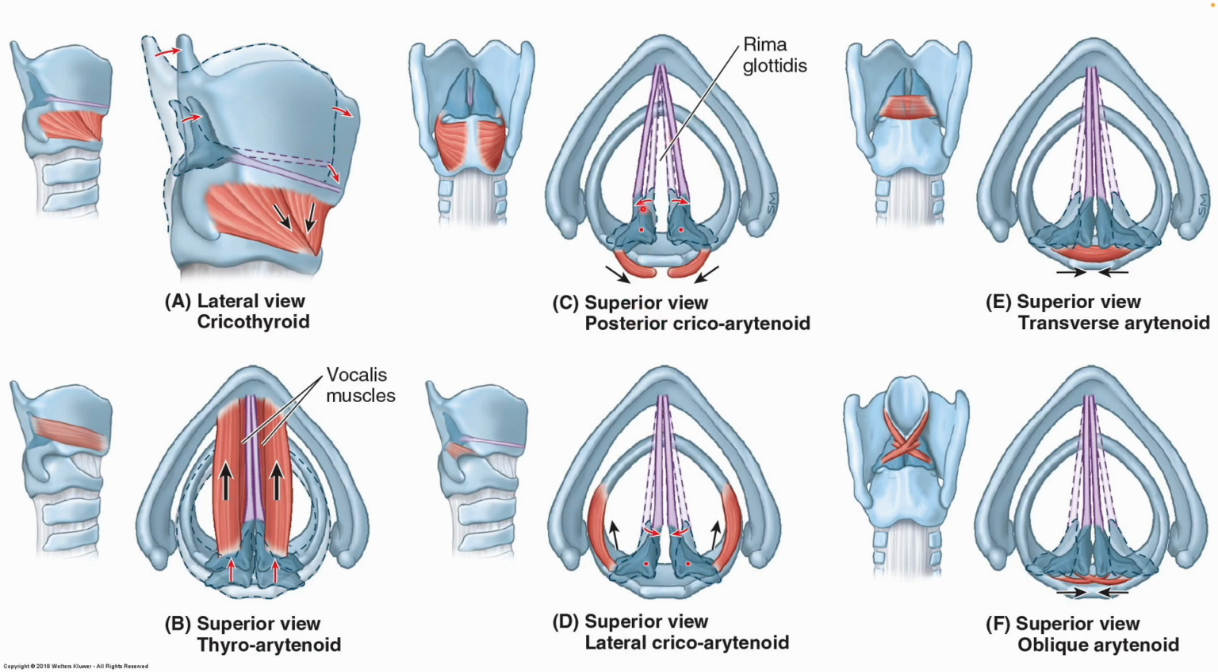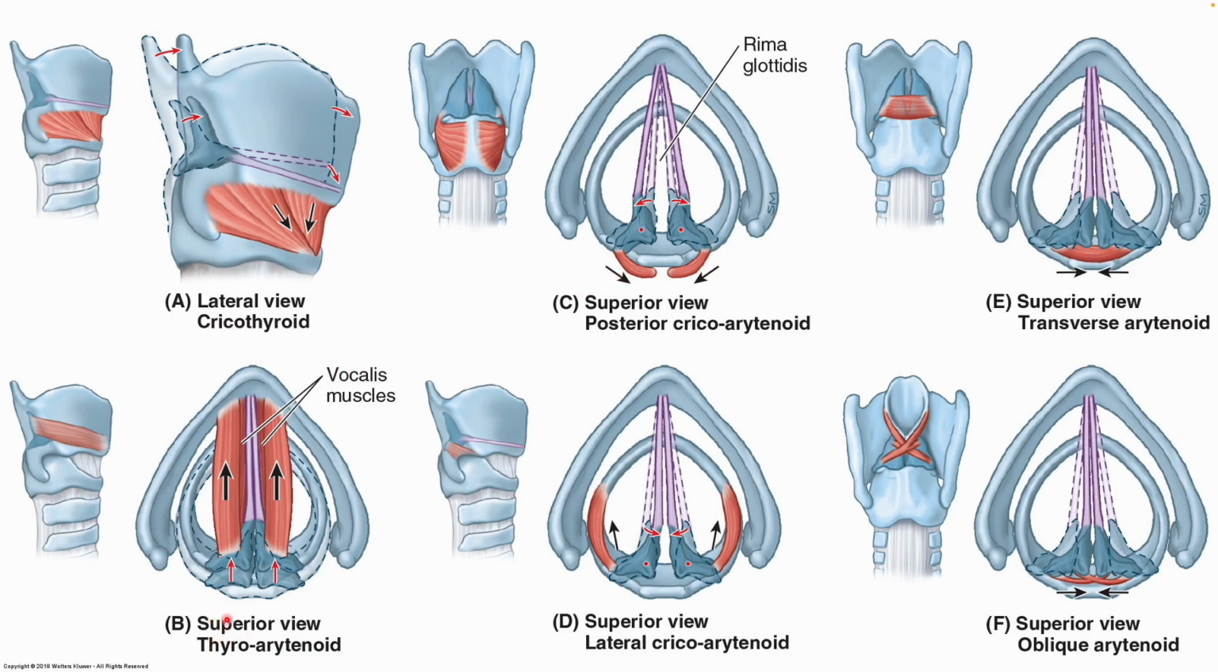Next, this is a superior view of the posterior cricoarytenoid. Make sure you don't forget that one. That's going to be the only abductor. You can see that's going to pull this way and open up our vocal folds, which will allow passageway into our airway. And that's another view of it. Next, a superior view of our transverse arytenoid right here. That's going to pull together and adduct towards the midline. So that's going to help close or narrow the passageway.